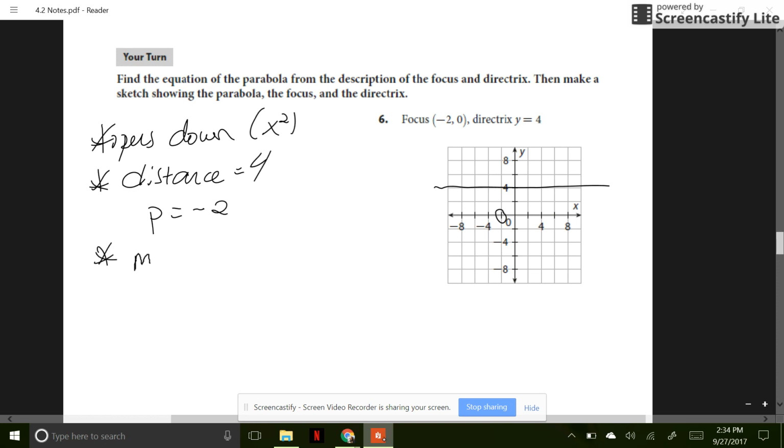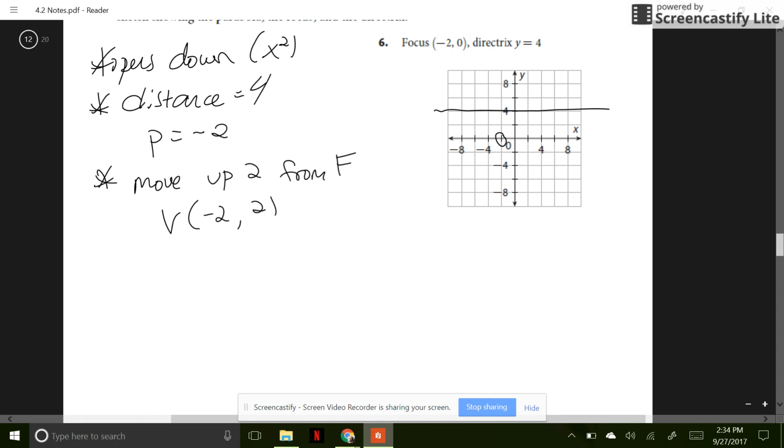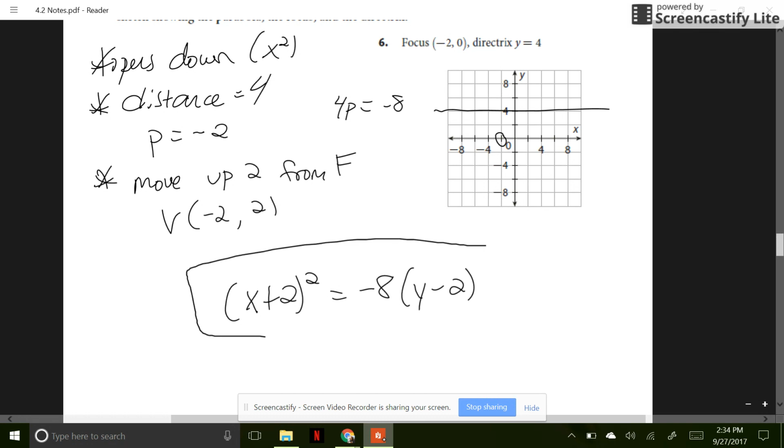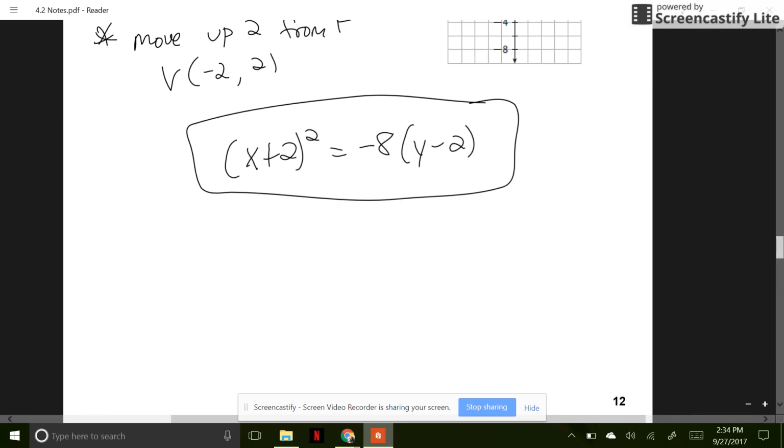So now I know I need to move up 2 from the focus to get my vertex. So my vertex should be at -2, 2, and I can write my equation. My x term is the one that's squared, so it gets me x plus 2 squared equals 4p. My 4p value should be -8, times y minus the y coordinate. So that is our equation.